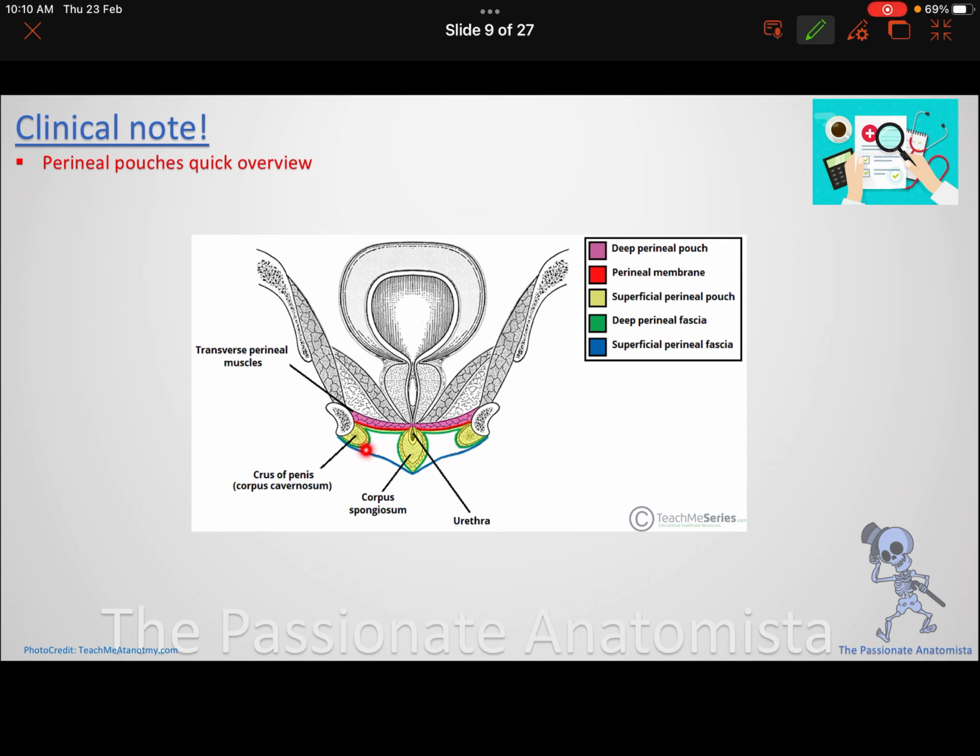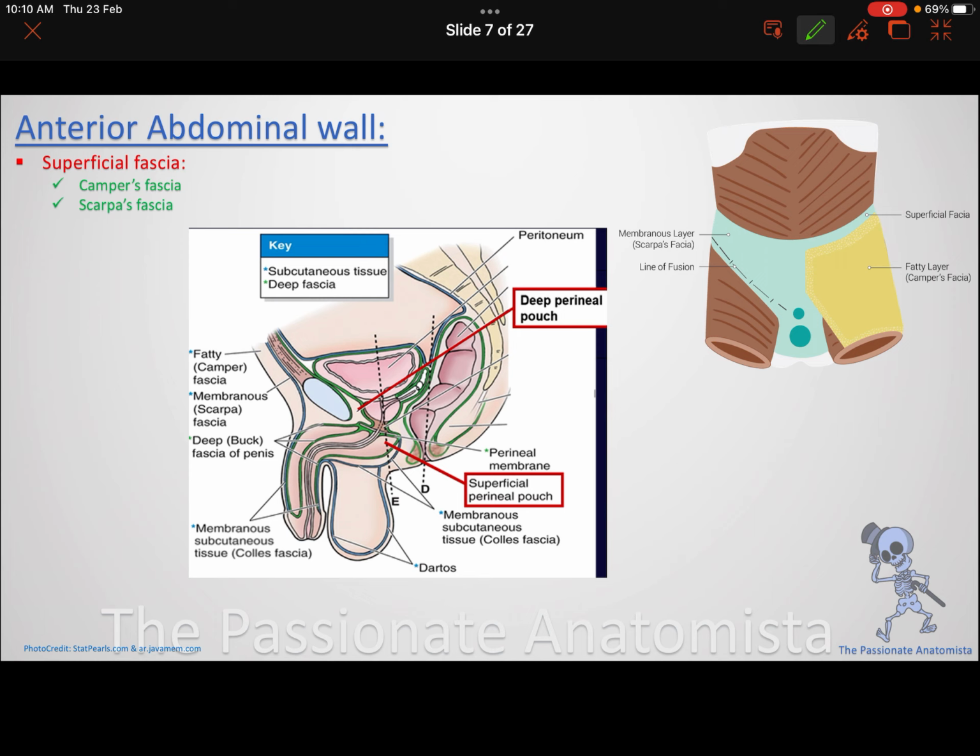It's a membrane that is covering the genitalia outside, and a membrane separating two pouches, and a membrane separating these structures here from the deep structures there, and this is what we call the superficial perineal pouch and deep perineal pouch. Now, why do you need to know that? Because in the male urethra, you have different parts of the urethra, and it's explained in the reproductive module.